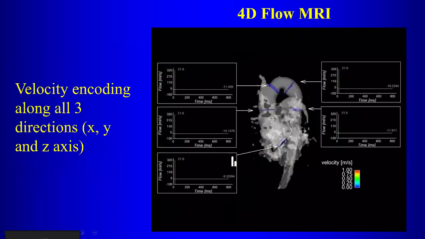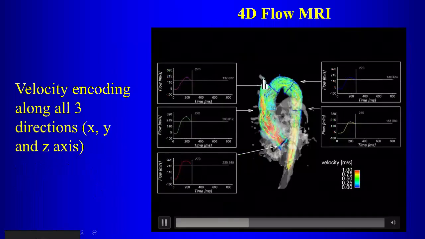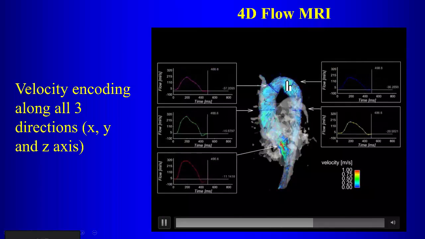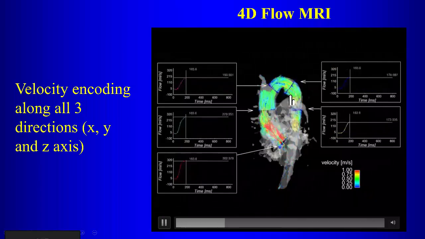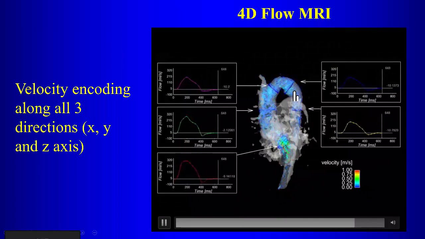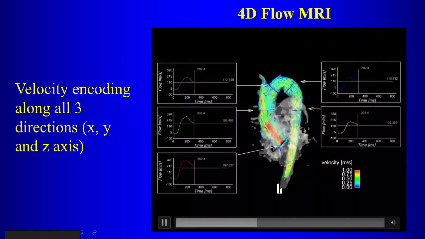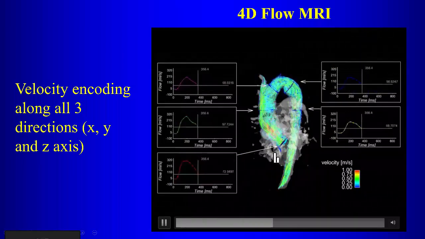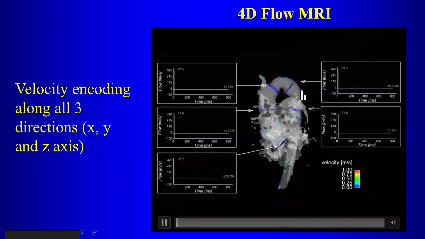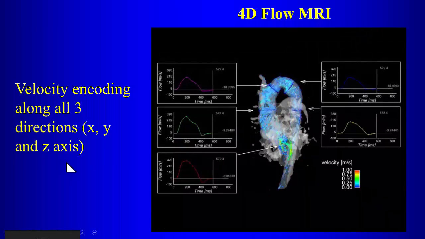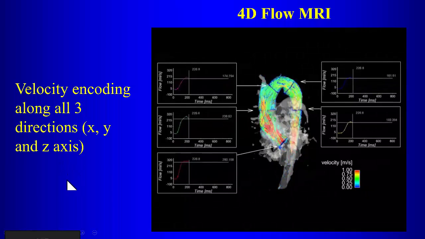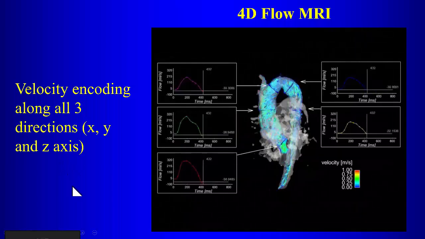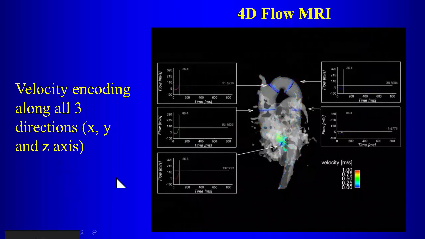So you get images that look like this. This is 4D flow MR. If you want to take a measurement here, you can take a measurement there. If you want to take a measurement here near the aortic root, you can take a measurement there. So you acquire all of this information, and then you can go back and take an infinite number of measurements wherever you want to calculate flow. That's called 4D flow MR.